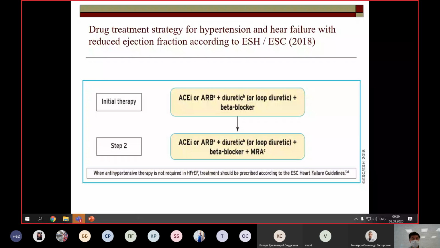So, the next situation illustrates hypertension combined with heart failure.